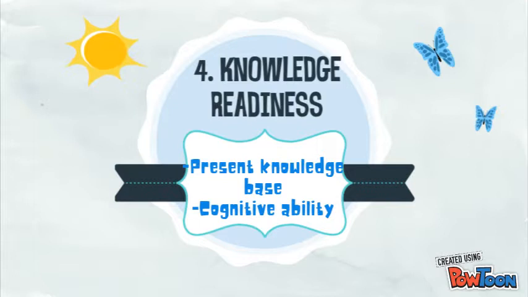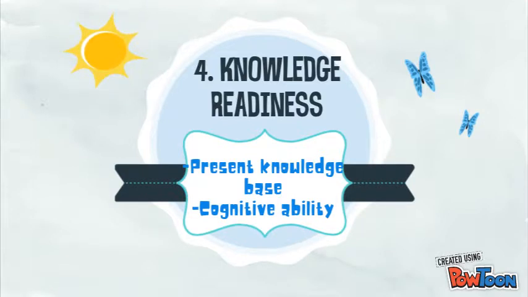The last type of readiness to learn is knowledge readiness, which can be divided into present knowledge base and also cognitive ability. Present knowledge base also refers to stock knowledge or how much one already knows about the subject matter from previous, actual, or vicarious learning.